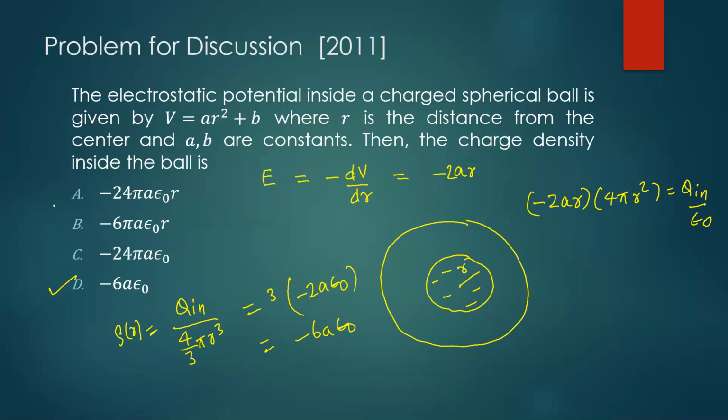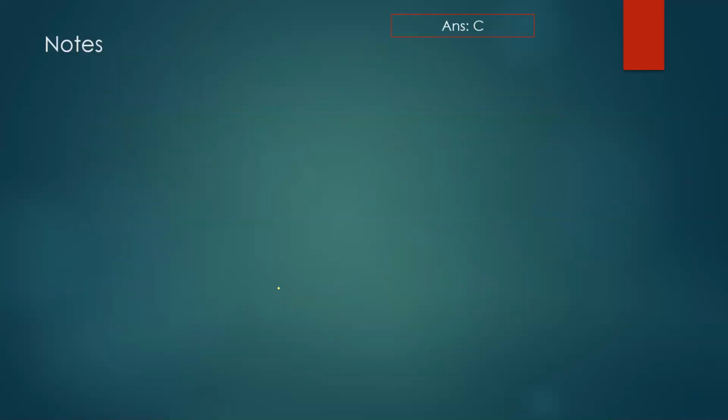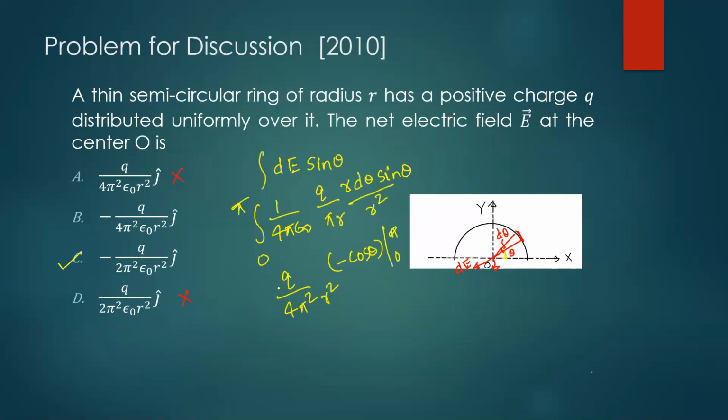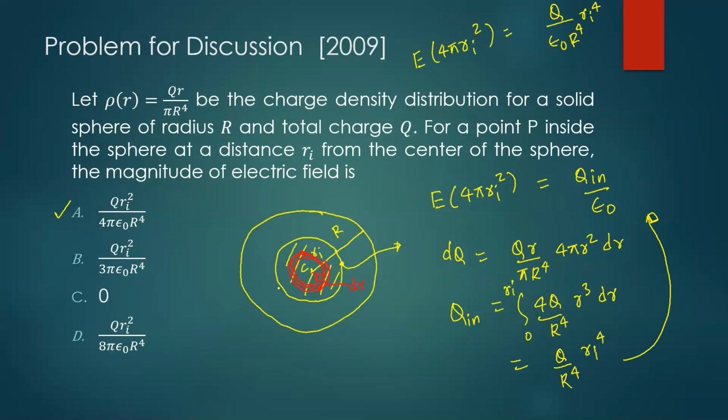Now if you go back to the previous problem, just to get a pattern. Where is that actually? Yeah. The electric field was proportional to R square and the charge density is linear. Okay, if the electric field is proportional to R, the charge density will be constant. You understand? Yes. Okay, so keep that in mind.